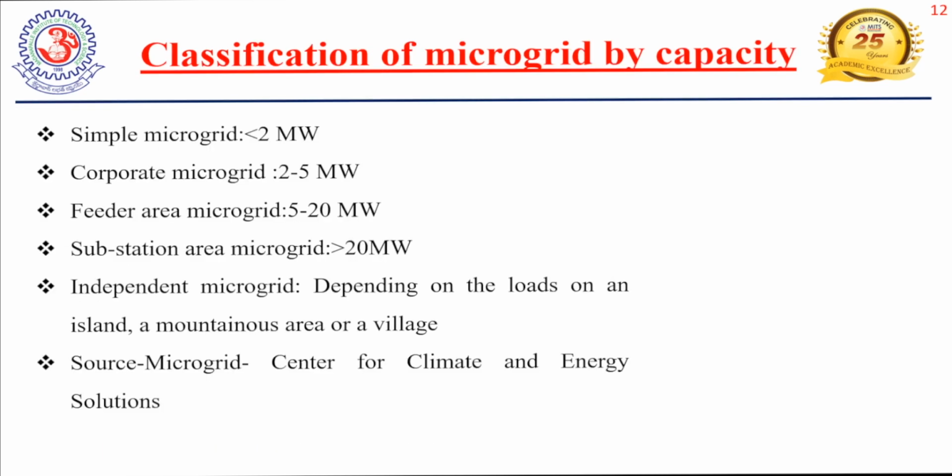Now we will see the classification of microgrid as per capacity. Here it is clearly mentioned for different generation systems how much power they generate, and according to that we classify the microgrid. If it is generating less than 2 megawatts, it is called a simple microgrid. If it is 2.2 to 5 megawatts, it is a corporate microgrid. Like that we classify as per generation capacity. So you have to see how many types of microgrid are available as per their power ratings.